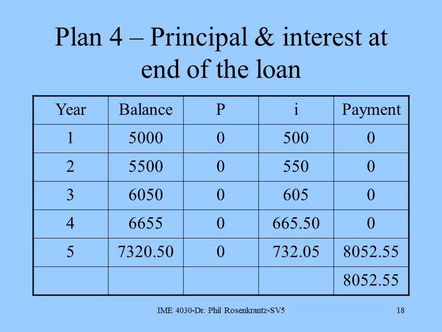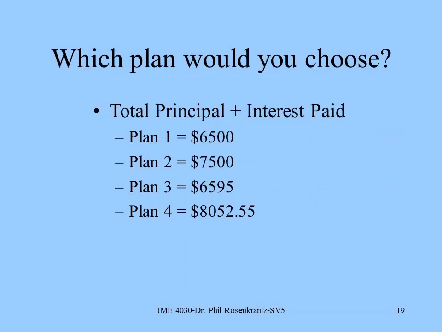Let's go to slide number 19. So let's ask this question: which plan would you choose? The 4 plans had different totals: $6,500, $7,500, $6,595, and then $8,052. Which one of those would you choose? Which one's the best?